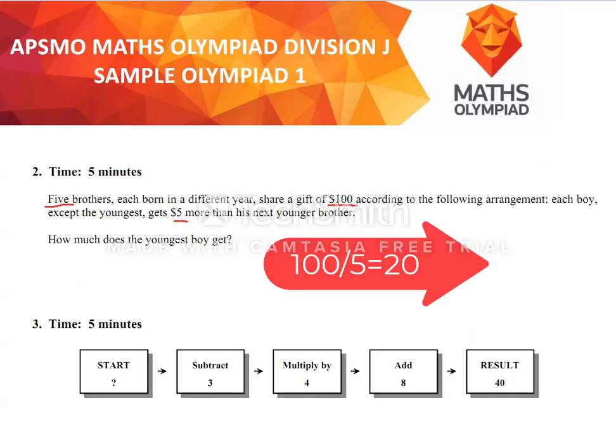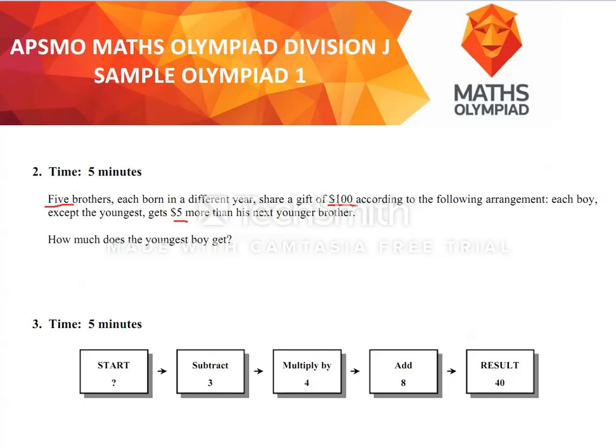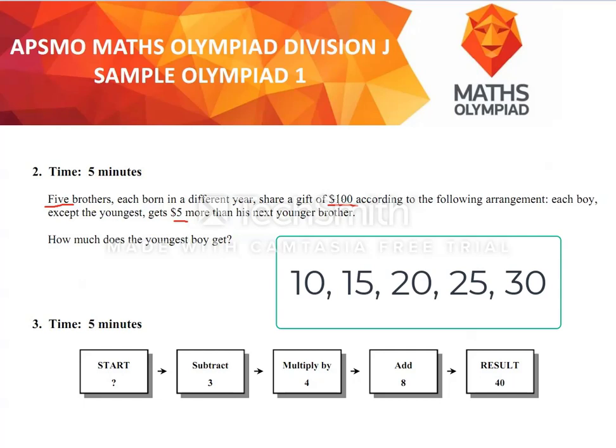And so from there, it's a simple process of just adding $5 to the right and subtracting $5 to the left each time. So your order will end up looking something like 10, 15, 20, because that's the middle value, 25, and 30. And if you add those all up, they add up to $100. And what does the youngest boy get? $10. So that's your answer.